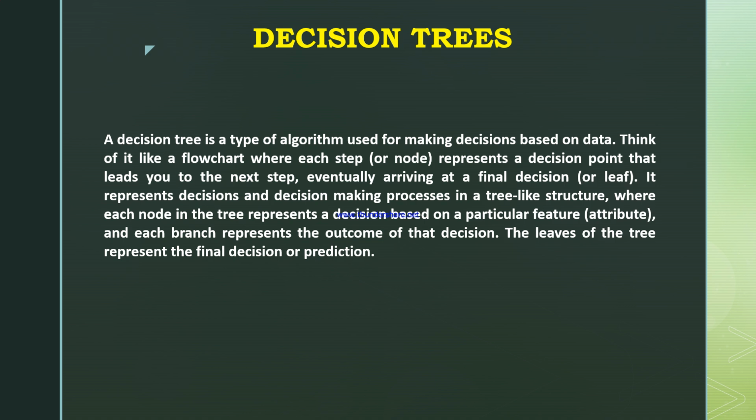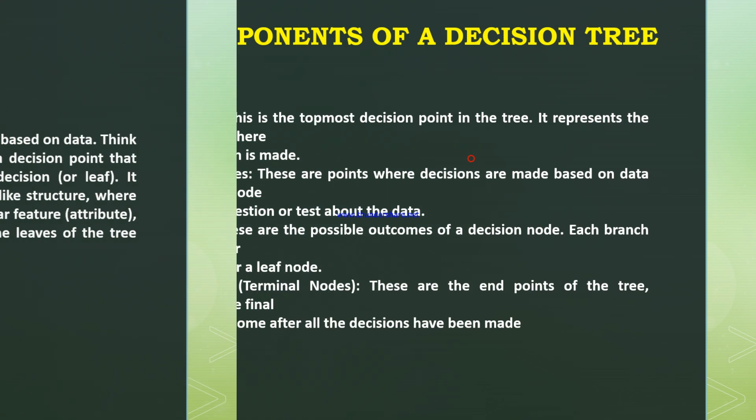It represents the decision-making process in a tree-like structure where each node represents a decision based on a particular feature or attribute, and each branch represents the outcome of the decision. The leaves of the tree represent the final decision or prediction.